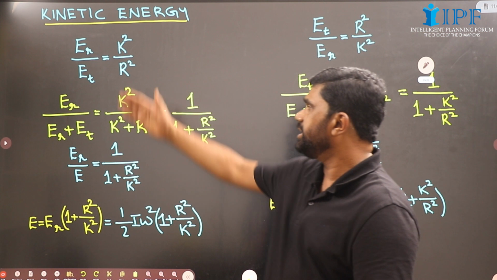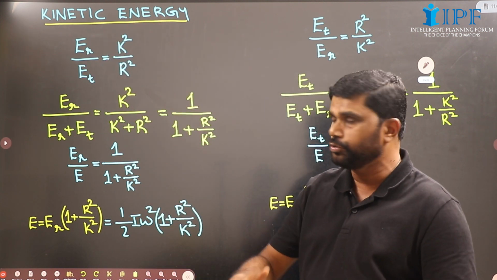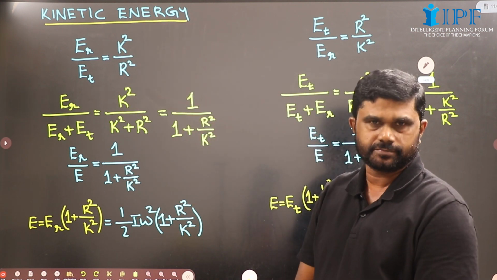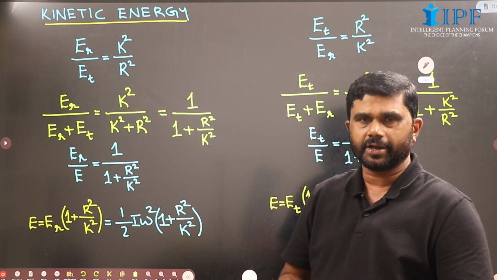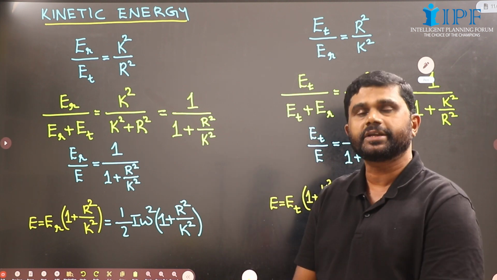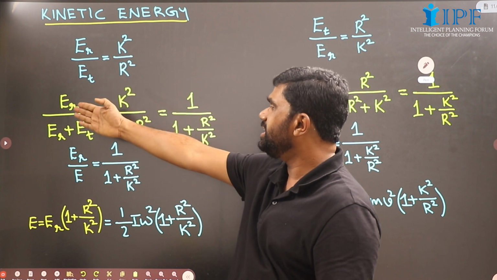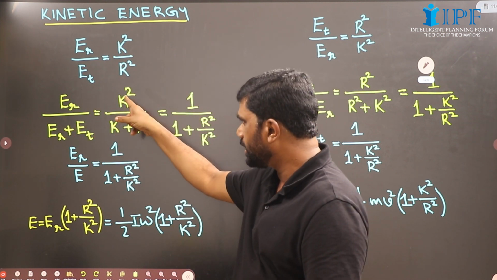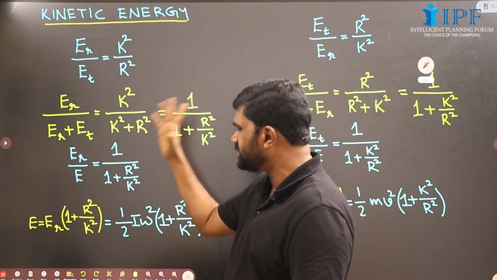Now let us see, rotational kinetic energy divided by translational kinetic energy will be equal to the square of the radius of gyration divided by the square of the normal radius. Normal kinetic energy corresponds to normal radius square. Rotational kinetic energy corresponds to rotational radius square, that is the radius of gyration. Now see here, ER divided by ER plus ET. Corresponding to ER, you can put K square. Corresponding to ER plus ET, you can put K square plus R square.